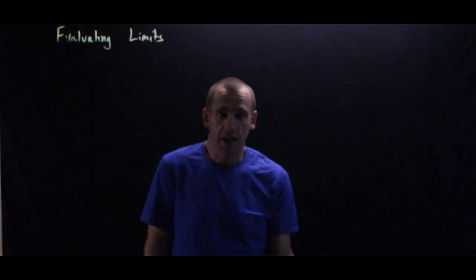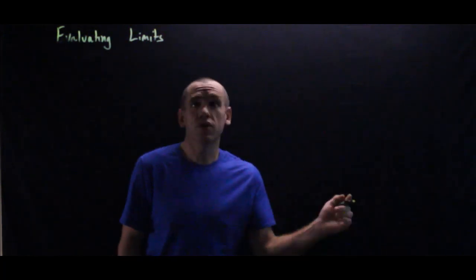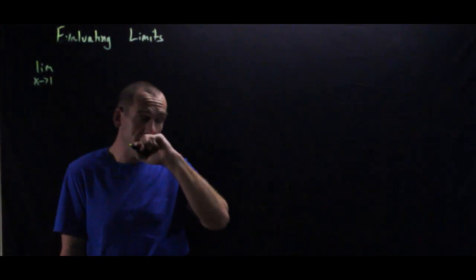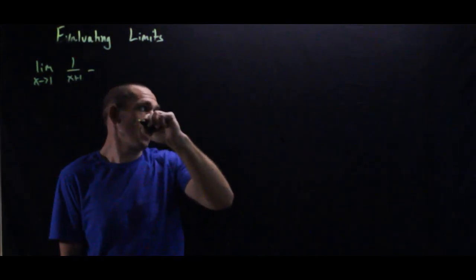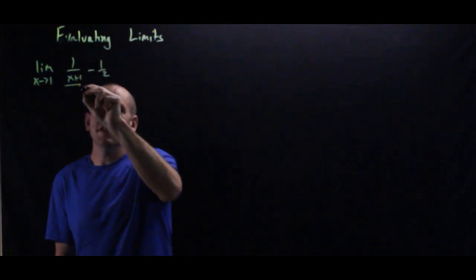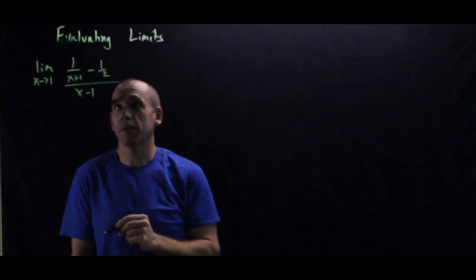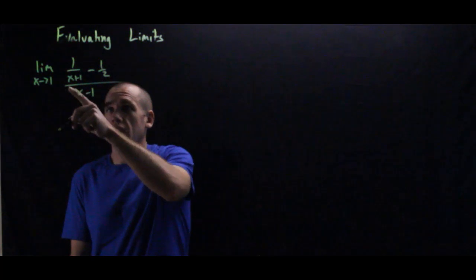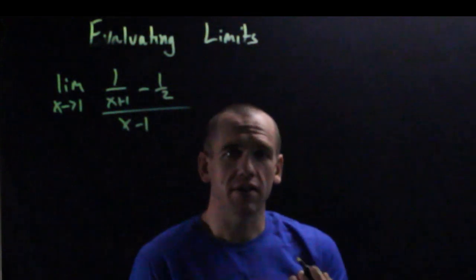So we've looked at simplifying and factoring and multiplying by a conjugate, but sometimes we see some other things that are a little bit goofy too. So let's say we had the limit as x goes to 1 of 1 over x plus 1 minus 1/2, and all of this is divided by x minus 1. Again, direct substitution on here is not going to be a great idea because I'm going to get half minus half, which is 0, and then 1 minus 1, which is 0, so I get 0 over 0.